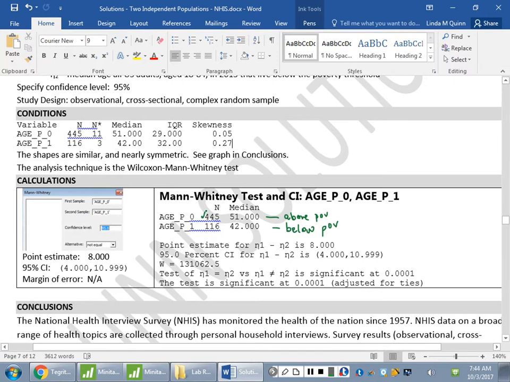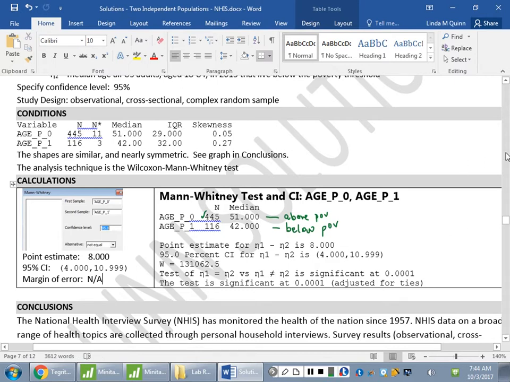All right, so in this study, people that are above the poverty line age at 51 years, and people that are below poverty level age at a median of 42 years. Okay? So it's that idea of trying to figure out this study and whether it's conclusive or not. And so you can see, first of all, that the point estimate is our 8.0. Confidence interval, 4 to 10.999, and margin of error is not applicable for median problems.